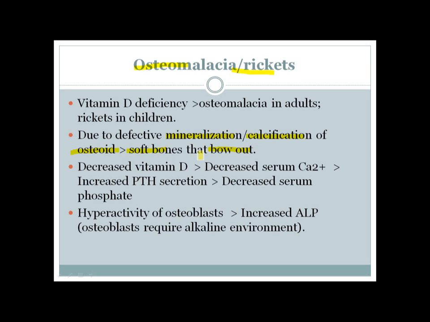In case of osteomalacia or rickets, as there is decreased vitamin D, there will be decreased serum calcium, which will lead to an increased parathyroid hormone secretion as a response. And increased parathyroid hormone secretion will act on the kidney and lead to an increased excretion of phosphate, so there will be a decreased serum phosphate. And there will be hyperactivity of osteoblasts, which will lead to increased alkaline phosphatase.